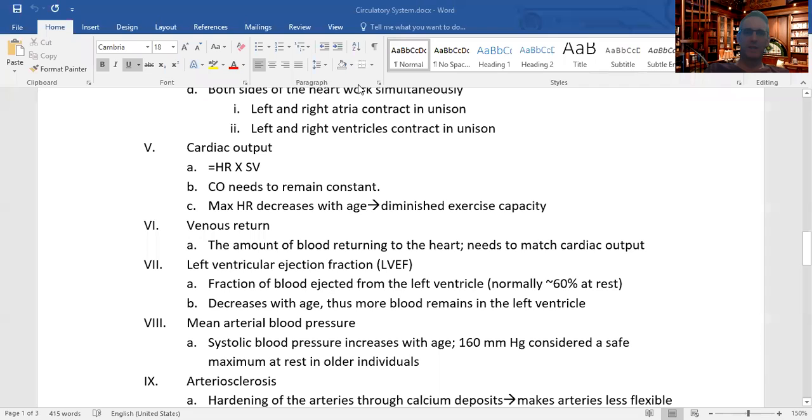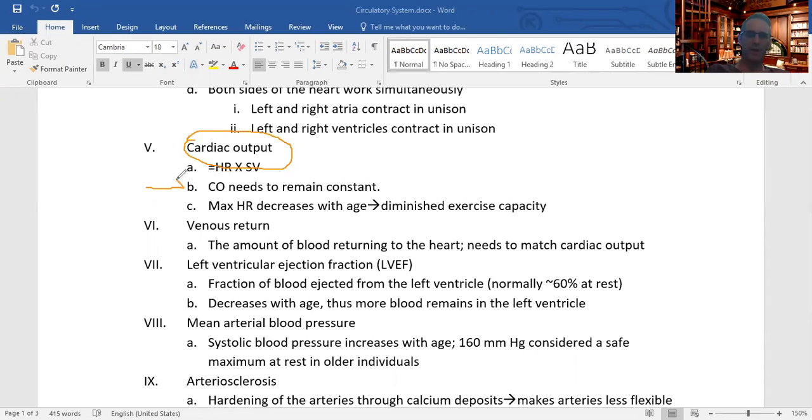Cardiac output is how much blood your heart is pushing through in one minute. A simple way to calculate that is heart rate, how many times the heart beats in a minute, and stroke volume, which is how much is pumped out with each beat. If we know how many times it beats in a minute and how much is pumped out with each beat, we can multiply those two and get the cardiac output. So heart rate times stroke volume is cardiac output.